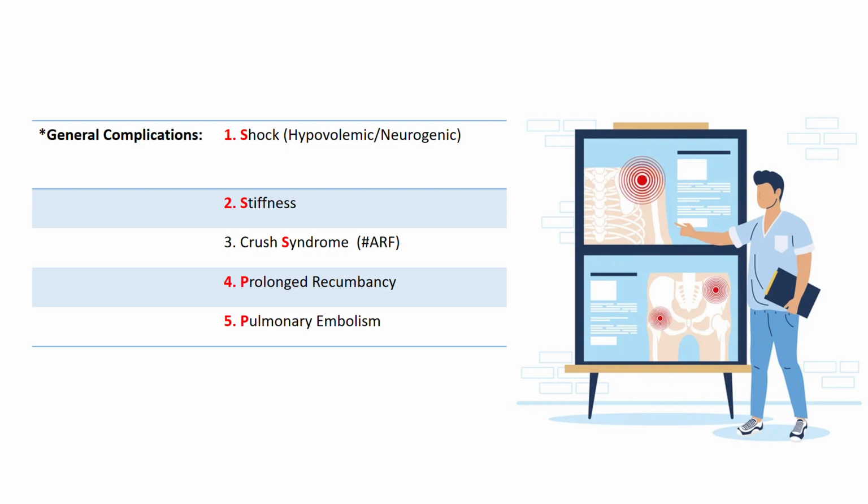First of all, shock. Either hypovolemic shock due to blood loss, if this is a polytrauma patient, or neurogenic shock from the pain. Second S is stiffness. Number 3, syndrome, which is crush syndrome. Release of myoglobinuria causes acute renal failure. Number 4, prolonged recumbency, which can also result in paralytic ileus. And 5 is pulmonary embolism, which is more common with fracture femur. This is for the general complications.